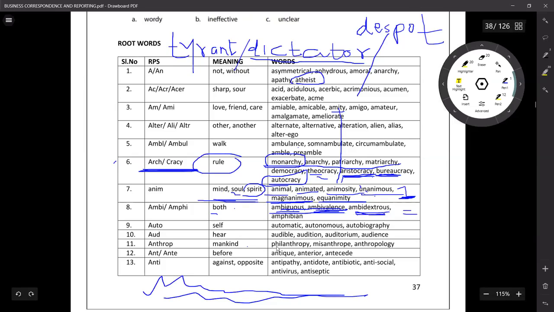Amphibian, I don't need to tell you this. You know, amphibian, frogs are amphibians. They can live both on land and water. Auto, self, automatic, works on itself. Autonomous, guys, remember nomos?